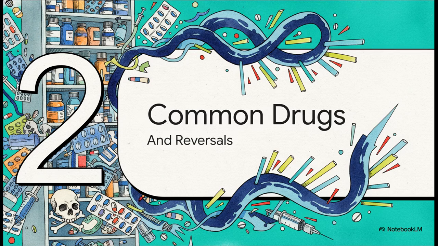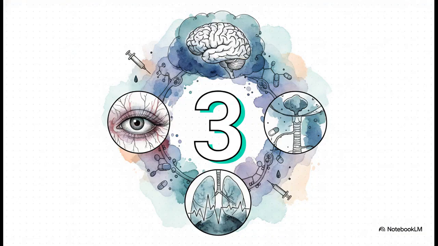Moving right along to Section 2, common drugs and reversals. Let's see how this concept builds when we confront the everyday medicine cabinet dangers that can suddenly turn lethal. Now, in emergency medicine, recognizing patterns is everything. The number 3 here represents a highly specific, absolutely classic clinical triad for a very common emergency: morphine or opioid poisoning. If a patient comes in with a coma, pinpoint pupils, and severe respiratory depression, doctors immediately know what they're dealing with.